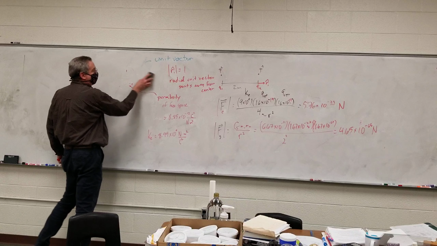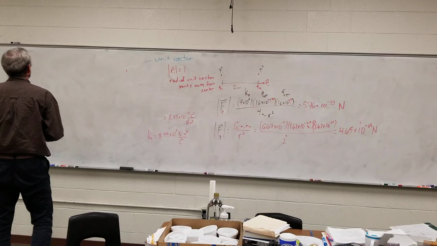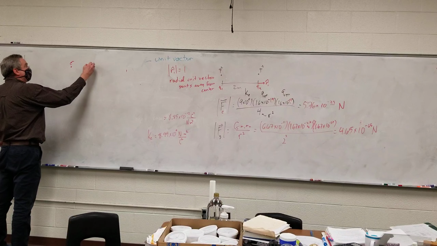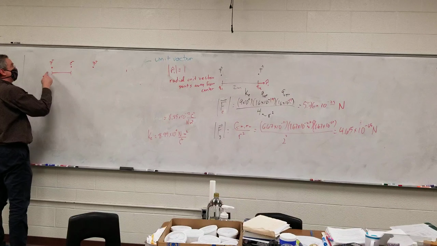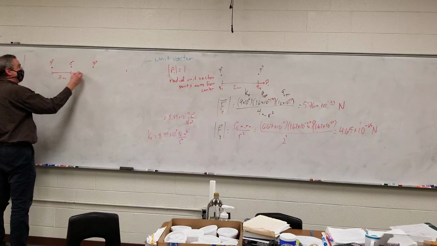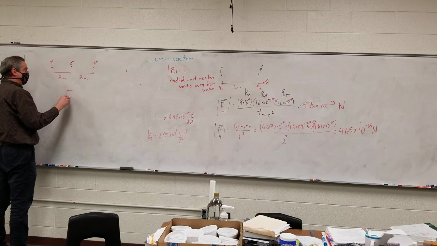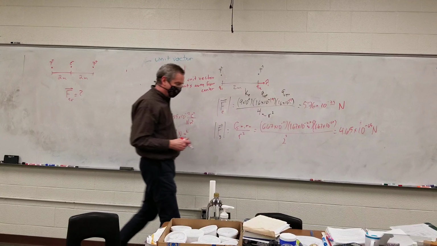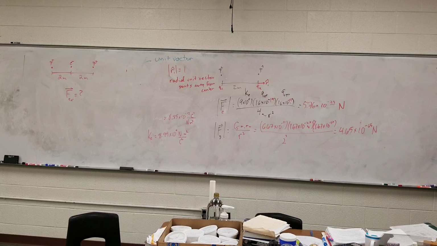All right, so let's do one more. So I have an electron here, I have a proton here, and I have a proton here. The distance between the proton and the electron is 2 meters on the left and 2 meters on the right. The electric force on the electron. Notice I didn't put absolute value there. I am looking for a vector as an answer.